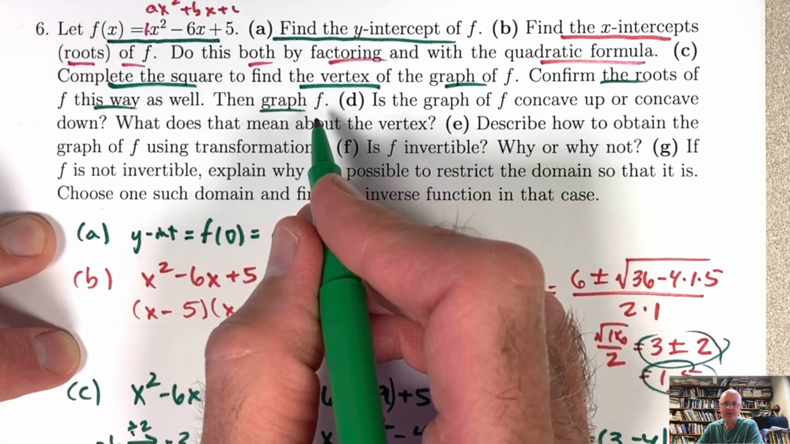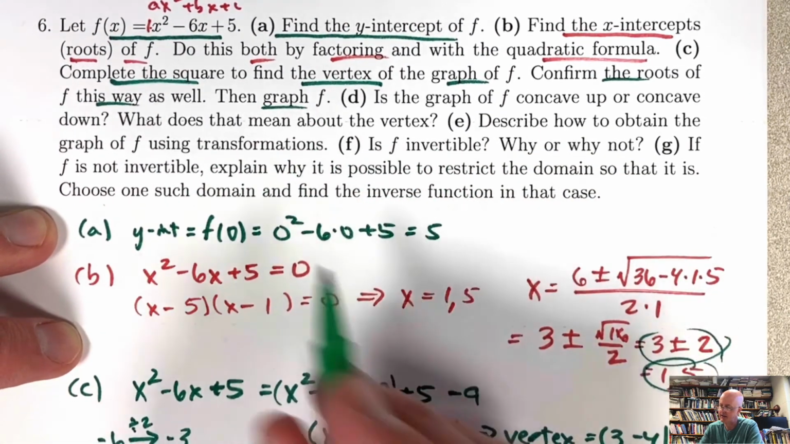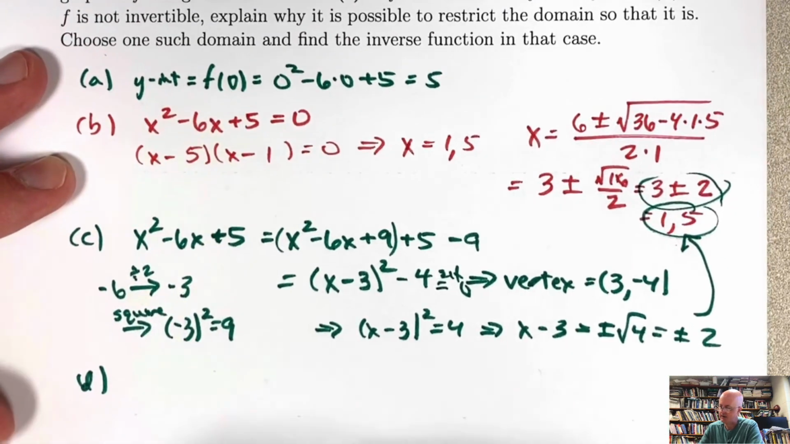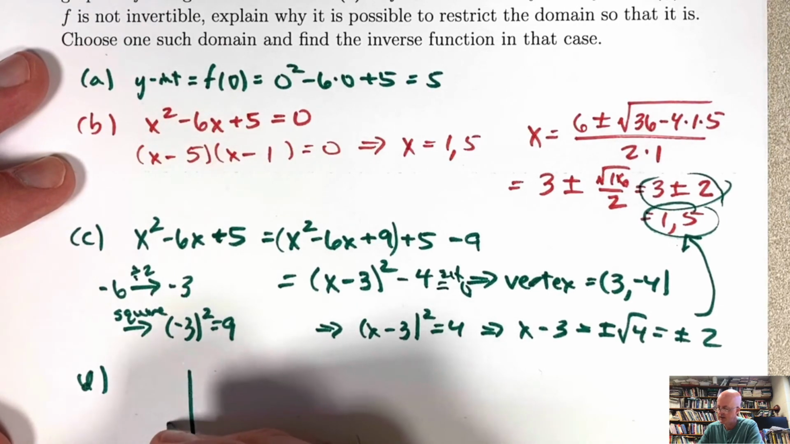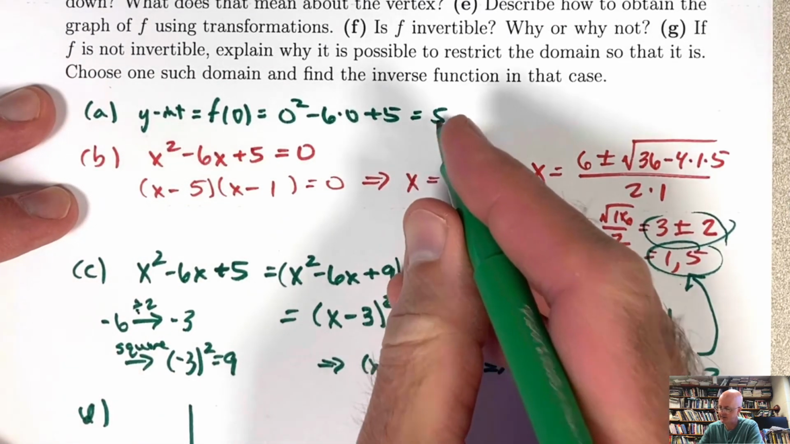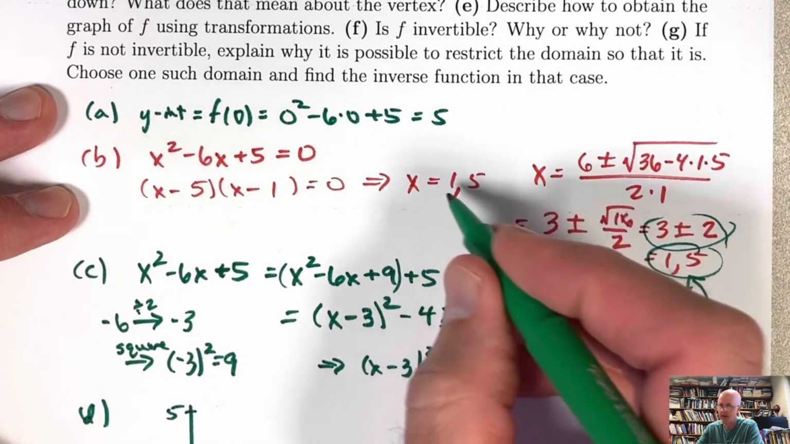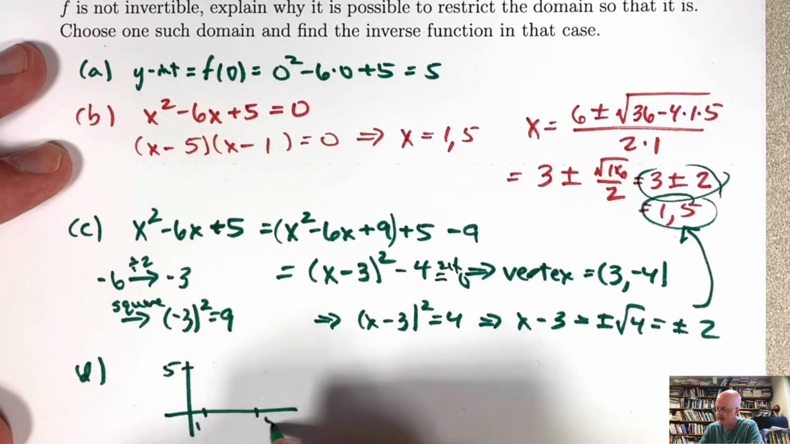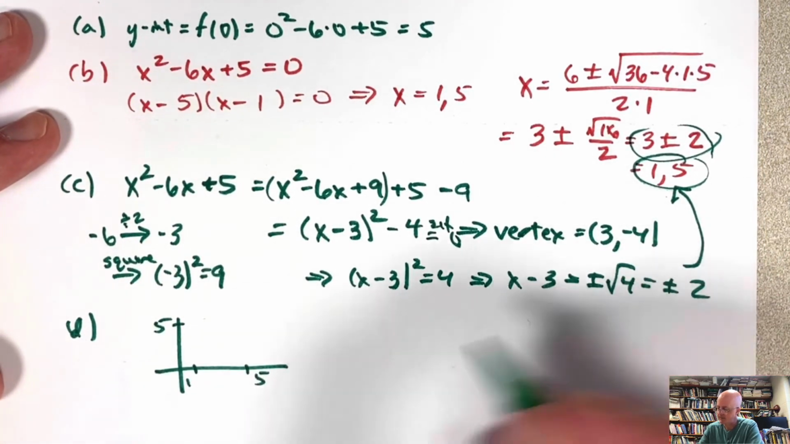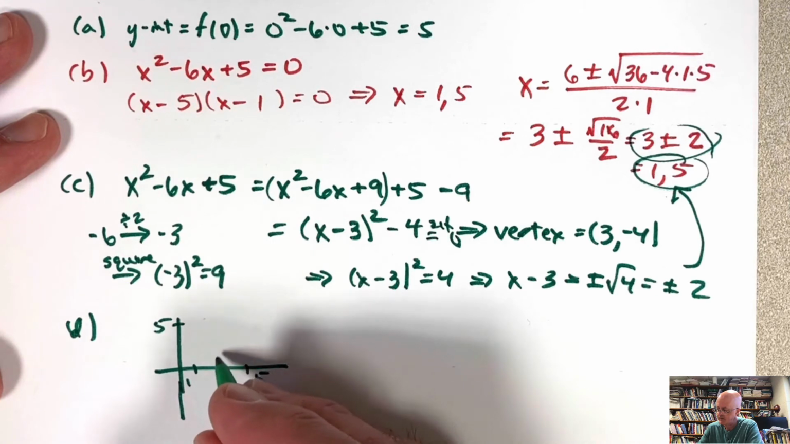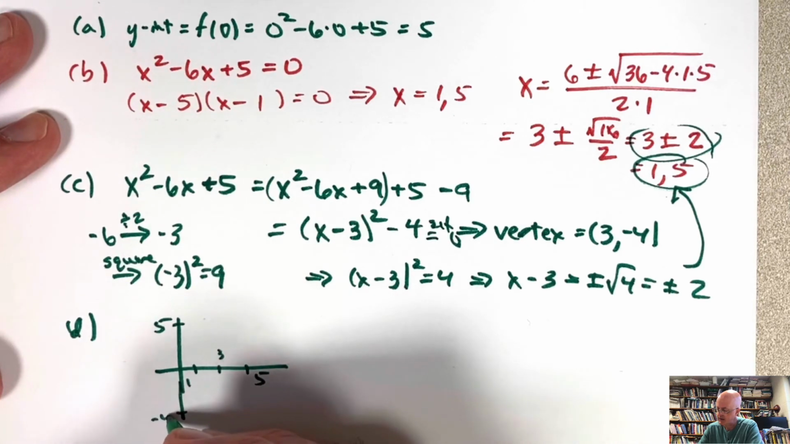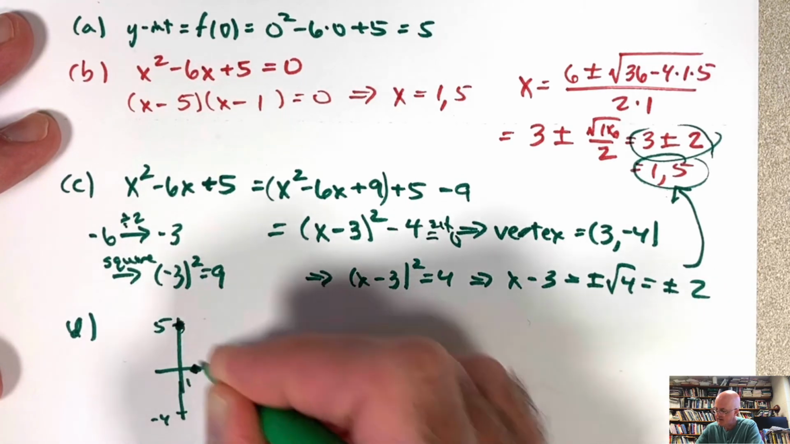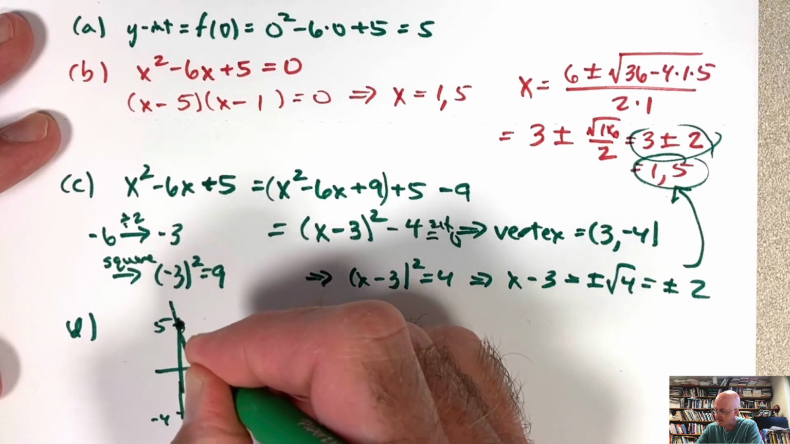Then graph f. Is the graph concave up or concave down? What does that mean about the vertex? Looking ahead to part D, sort of doing part D at the same time here. The graph of f, using all the information that we have: the y-intercept is 5, so here's 5. X-intercepts at 1 and 5. 1 right there, 5 right here, say. Vertex at the point 3, negative 4. Here's 3. Here's negative 4 down here. These points are on the graph. And yeah, the graph looks about like this.